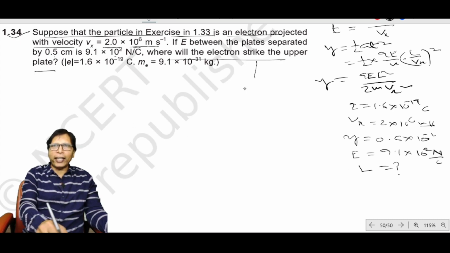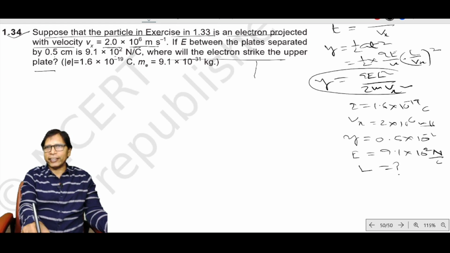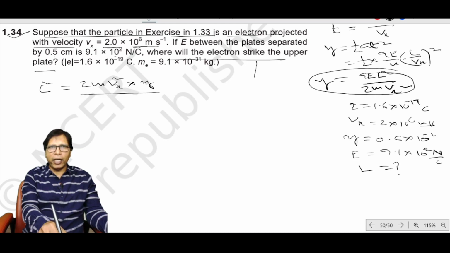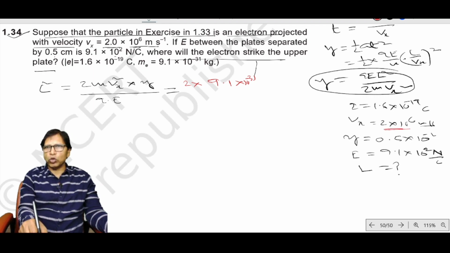Now look at this. The relation is, from here, L square equals 2m Vx square into y divided by q into E. Put this value. This is 2 into 9.1 into 10 to the power minus 31 kg. Now Vx is 2 into 10 to the power 6, so Vx square is 4 into 10 to the power 12.